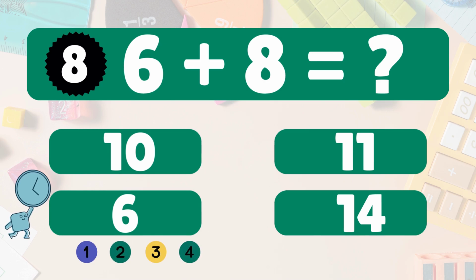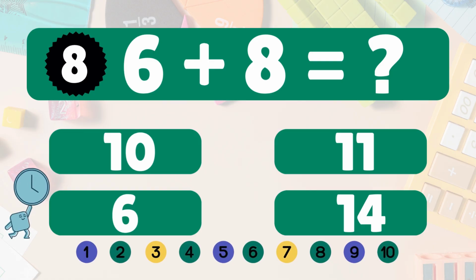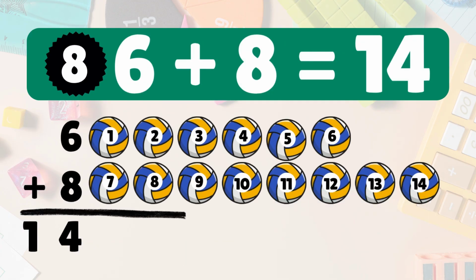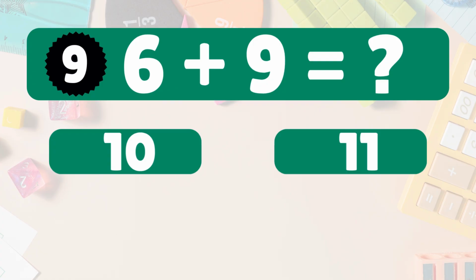Next, 6 plus 8 equals what's 6 plus 8 equals 14. Count with me. 1, 2, 3, 4, 5, 6, 7, 8, 9, 10, 11, 12, 13, 14. 6 plus 8 equals 14. You did it.